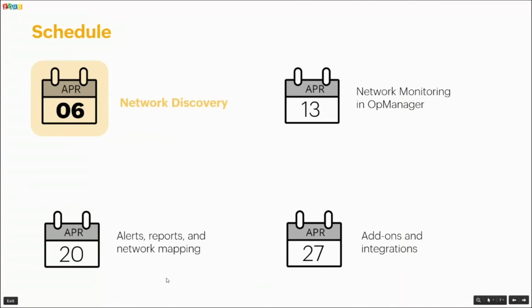And now we're going to see the schedule for this season of the OpManager training series. Today, on April 6th, we'll be looking in detail at network discovery. Followed by, on April 13th, we will discuss network monitoring in OpManager. On April 20th, we will see in detail alerts, reports, and network mapping. And finally, on April 27th, we will see the add-ons and the integration options available in OpManager.